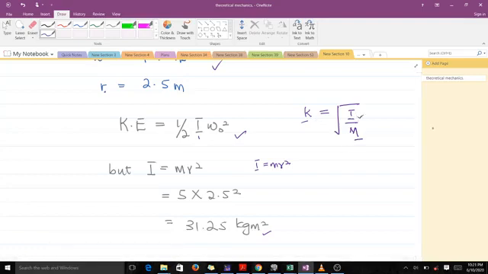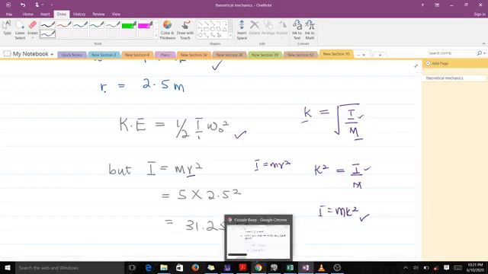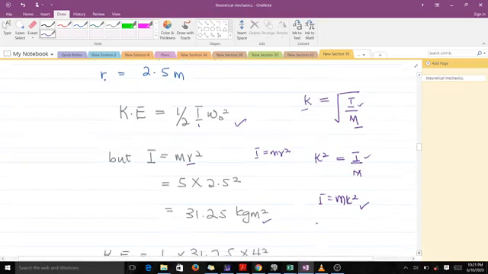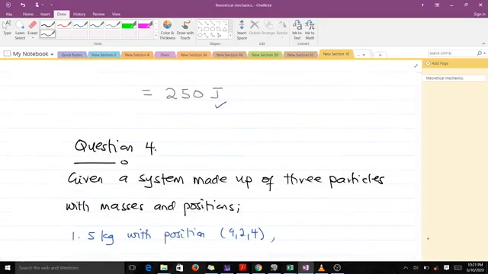So we have to square both sides. So you are going to get K squared will be equal to I over M, where I is the moment of inertia. So that means our I will be equal to mk squared. So you see it is quite similar to this, except that here we used R for the k, right? So this will help you to get your I. Then you follow the rest of the procedure as we've already illustrated, and that will help you to get your kinetic energy, which in this case is 250 joules.